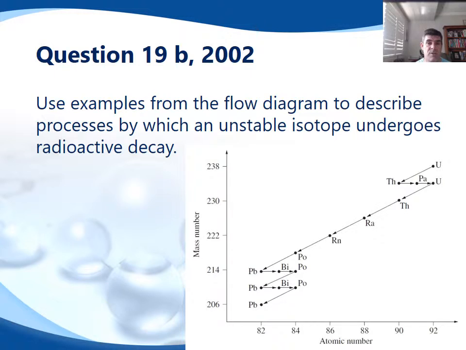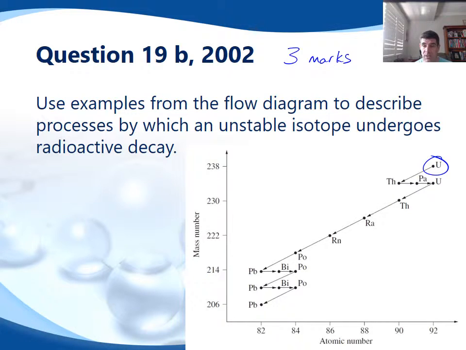So here's a question from a few years back, a nice flow chart that you get quite often. From this flow chart, can you use examples to describe the processes by which an unstable isotope undergoes radioactive decay? This particular flow chart shows the sequence of products released during the decay of uranium. And this particular question was worth 3 marks.